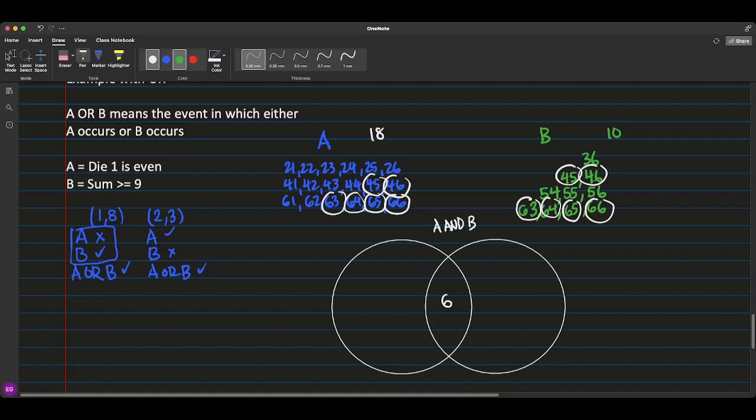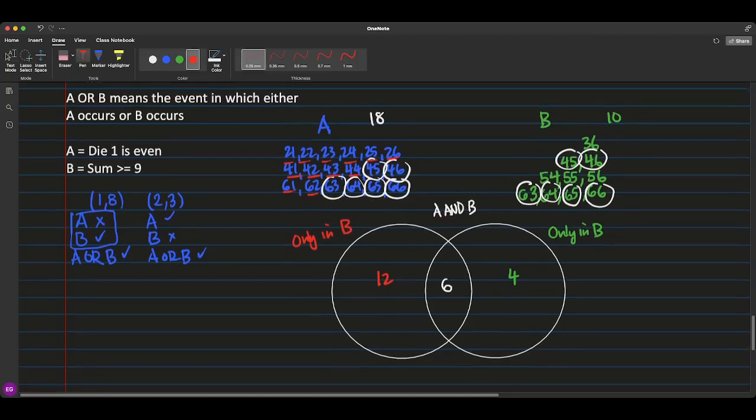Okay. How many things are just in B? Well, there's 3, 6, 5, 4, 5, 5, 5, 6, so there's 4 things that are only in B. How many things are just in A? 1, 2, 3, 4, 5, 6, 7, 8, 9, 10, 11, 12.